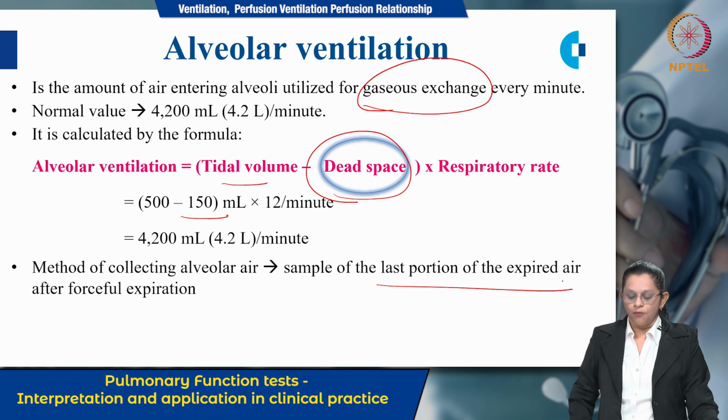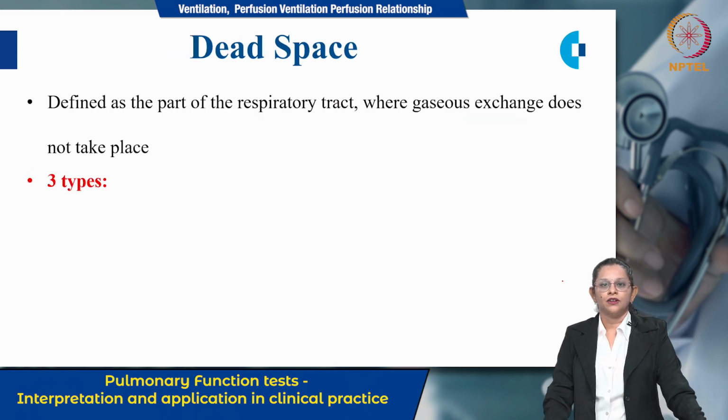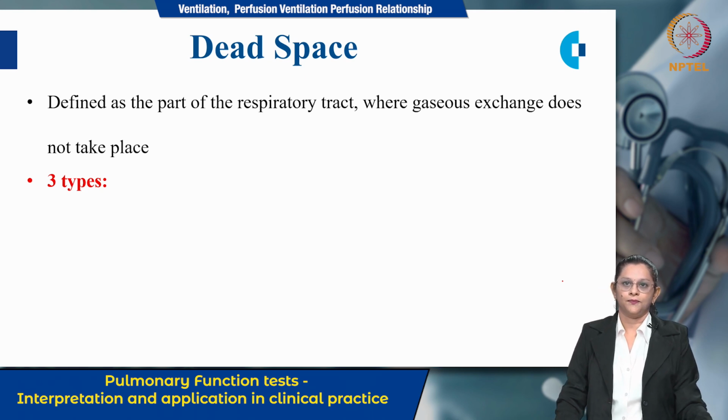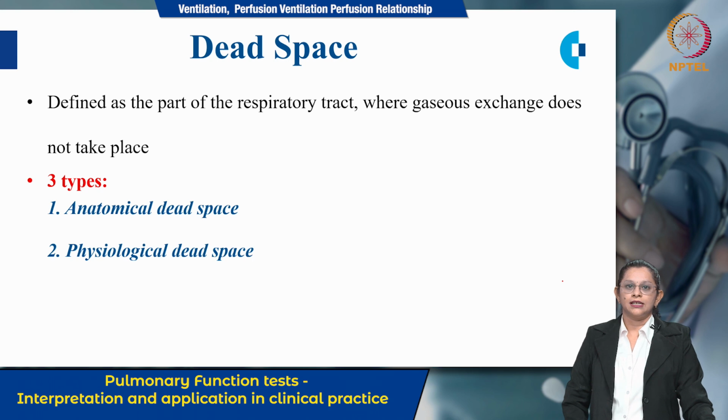Next, we are going to see about the dead space. Dead space is the part of the respiratory tract where gaseous exchange does not take place. There are three types of dead space: anatomical dead space, physiological dead space and alveolar dead space. We are going to see the details of all three now.